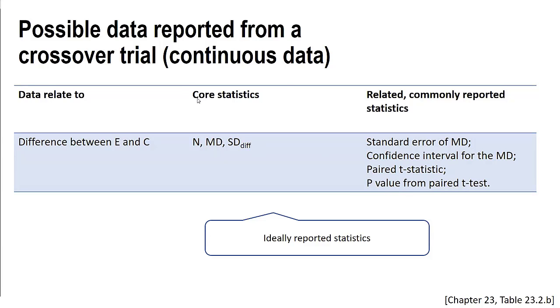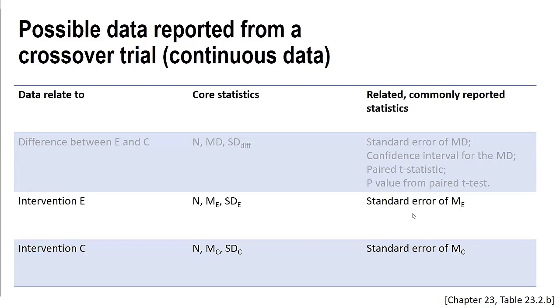Ideally, this is the data that you would like to see reported. So obviously the number of participants, the mean difference, and the standard deviation of the differences. I'm talking here about the difference within each individual between the observation in the first period and the second period, or under treatment A and treatment B. It might also be the case that we would see the standard error of the mean difference, confidence interval for the mean difference, the paired t statistic, and the p-value from the paired t-test. And so this is ideally what we would like to see.